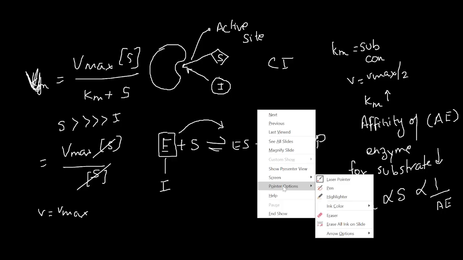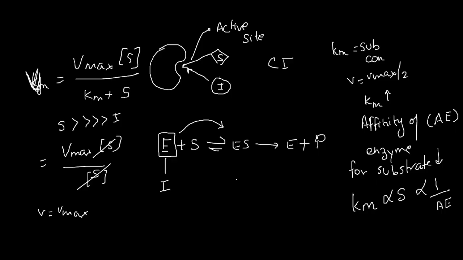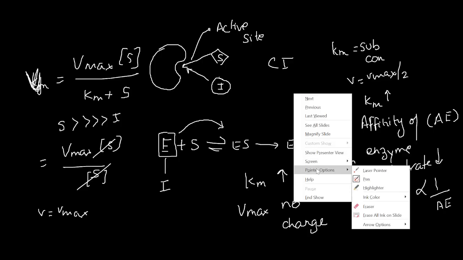So you can write like this: Km is high and Vmax, the maximum velocity of the reaction, there is no change in the presence of a competitive inhibitor.